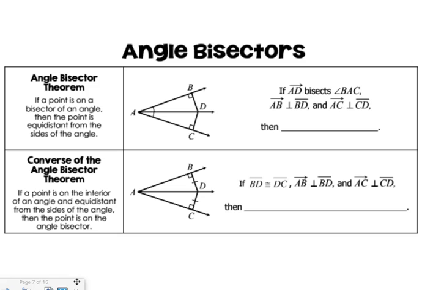Okay, let's read it together. It says, if a point is on the bisector of an angle, then the point is equidistant from the sides of the angle. So let's look. Here's my big angle, and here's my angle bisector. And D's on that point. So now what do I know? The other two are equal. CD and DB are equal.